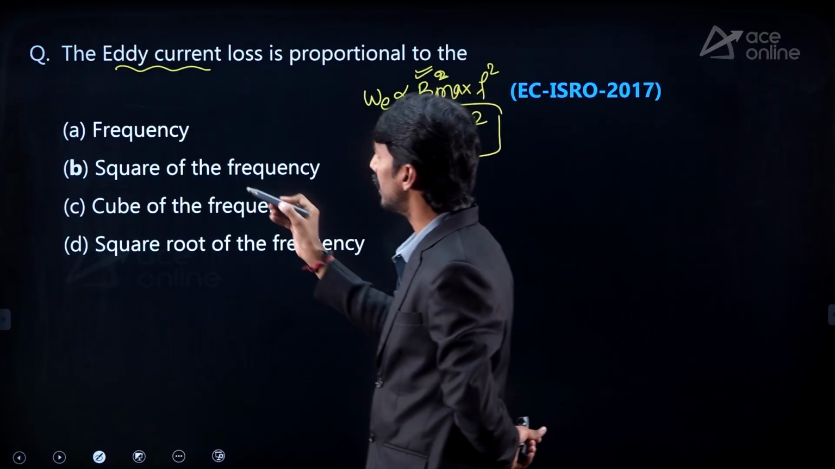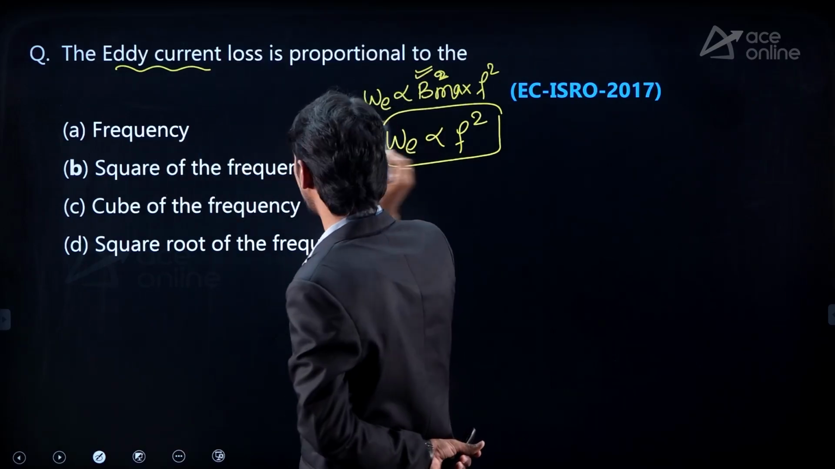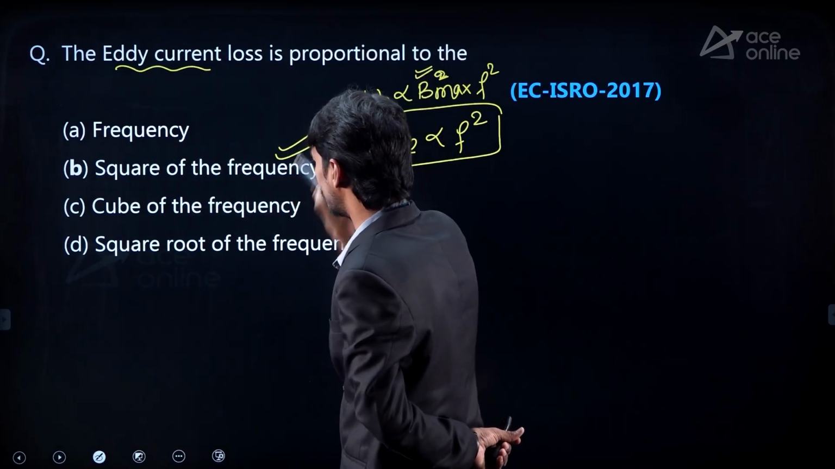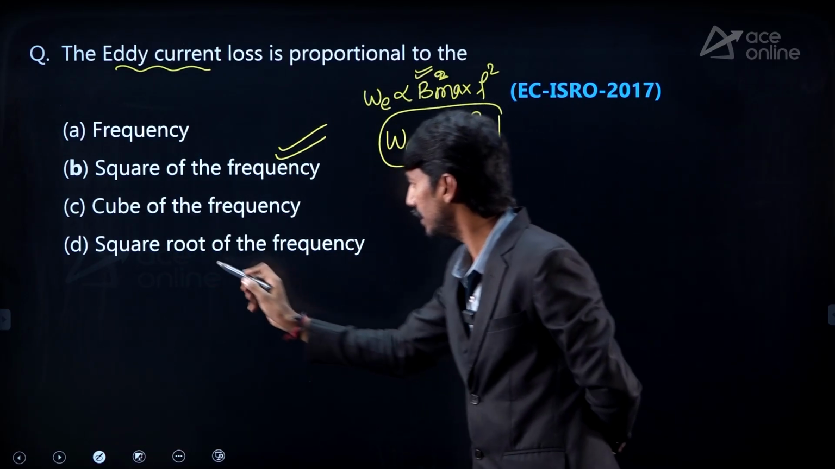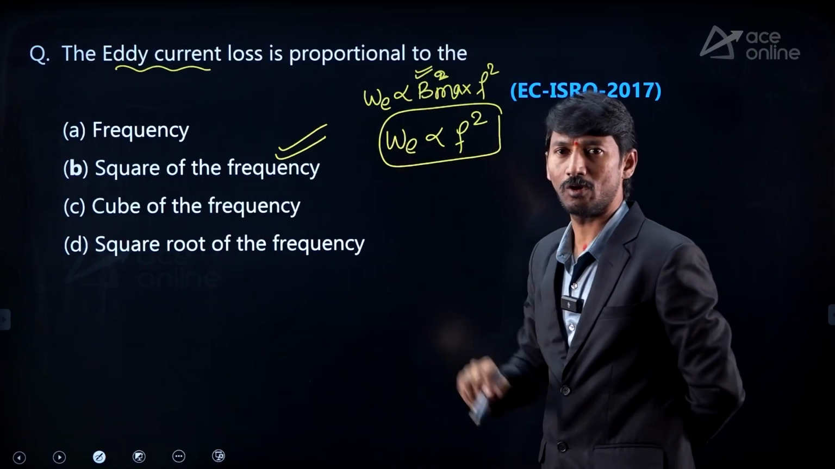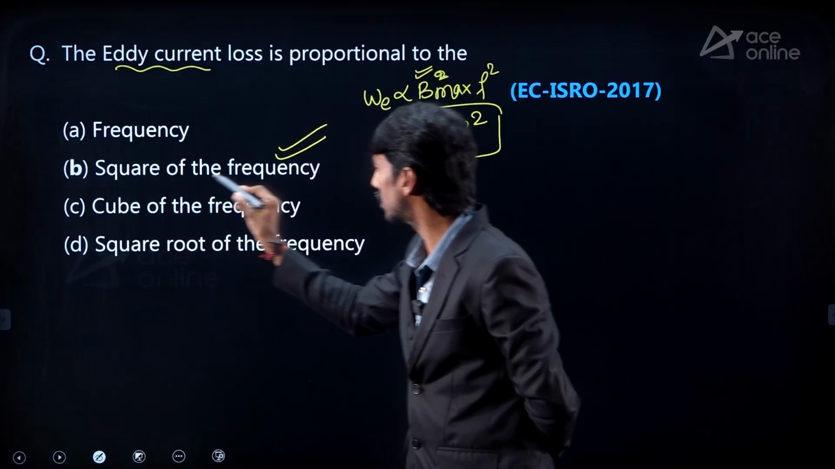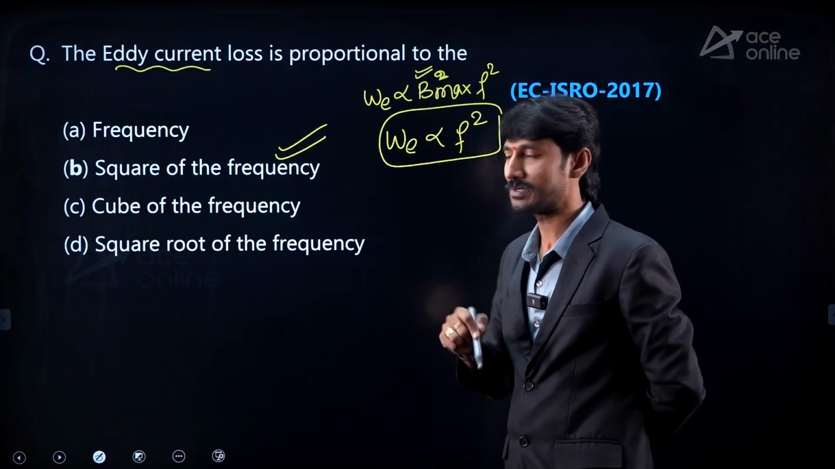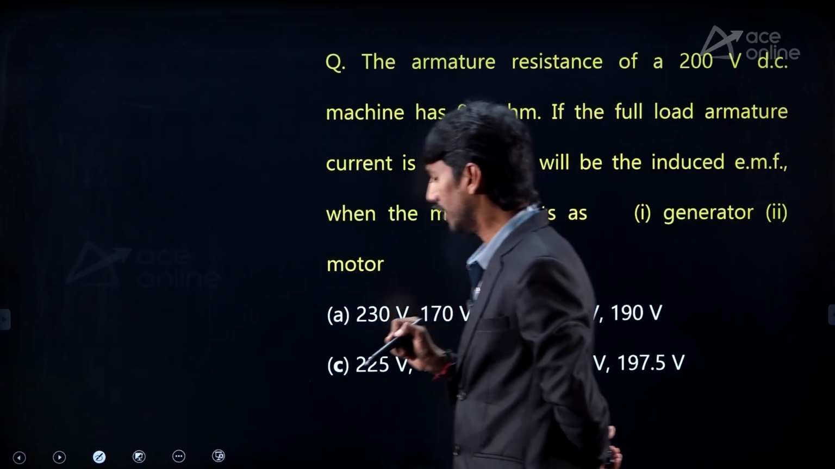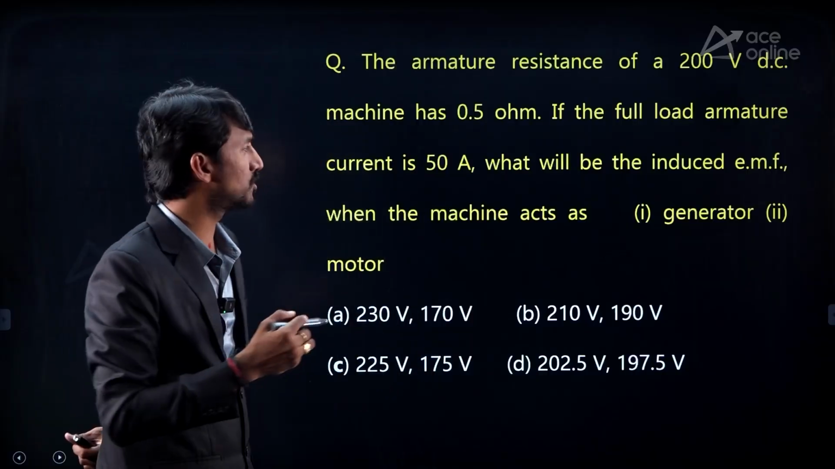So based on that, what is the answer? Frequency, no. Square of the frequency, correct. But cube of the frequency and square root of frequency are all wrong. So the direct answer is that eddy current loss is proportional to the square of the frequency. Right? Next question. This is a question from DC machines.